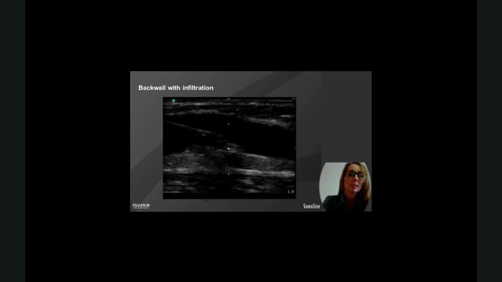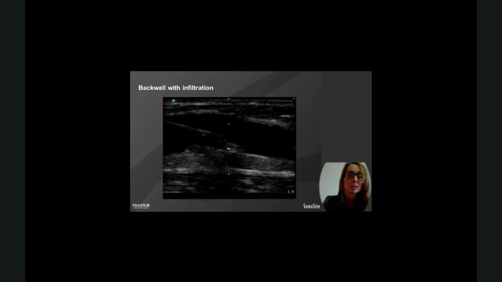This is a back wall with infiltration. On this particular occasion, they'd attempted a puncture and had lost flashback, and when we look with the ultrasound, we can see that they've punctured and the vessel's probably not had quite enough tourniquet, or it's very low flow, and so when they've pushed through the top wall, the vessel's probably collapsed, and by the time they've pushed through the top, they've also pierced the back wall.